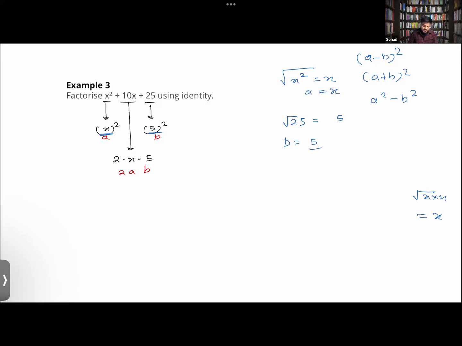Yes, sir. And the middle term 10x is fitting in the format of 2 times a times b. So it is basically a plus b whole square, and put the values of a and b as follows. x plus 5 whole square है ये. Getting it now? Yes, sir. Arhan, now you got it or not? Yes, sir, I got it.